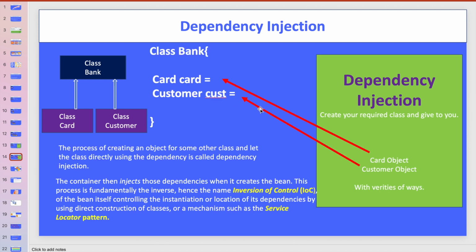So this dependency injection will create the object on your behalf and assign it to the card and the customers. And this design pattern is also called inversion of control. There are many ways to implement inversion of control, and dependency injection is one of them, right?